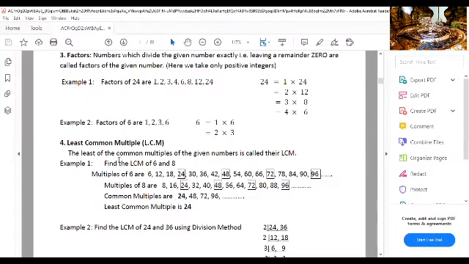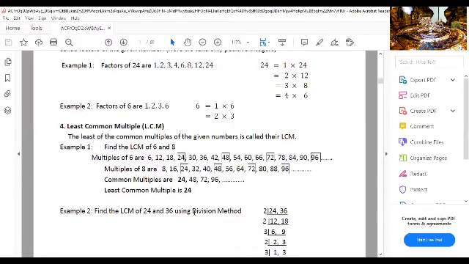In the LCM definition we take the common multiples of the given numbers. 24, 48, 72, 96 are the common multiples. In that we take the least one. LCM means least common multiple. What is the least one? 24. That's why the least common multiple of 6 and 8 is 24.